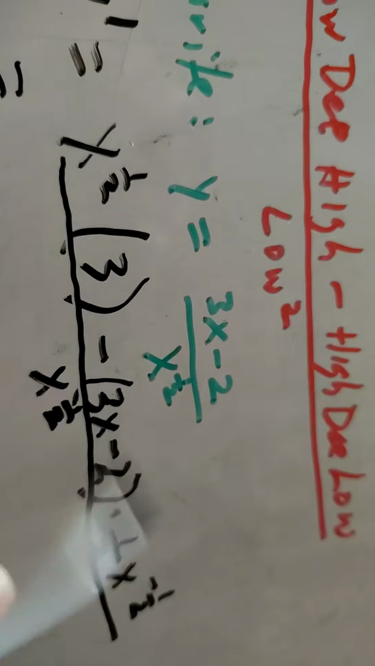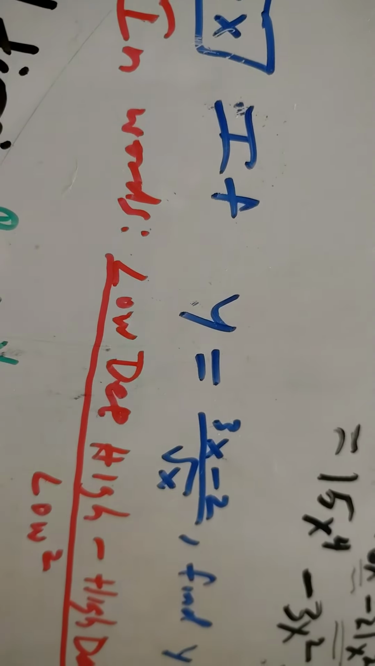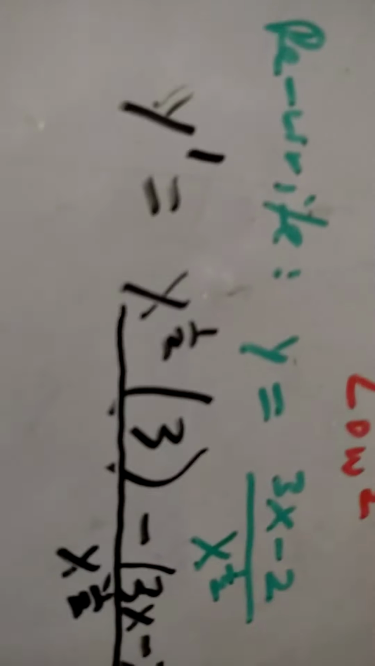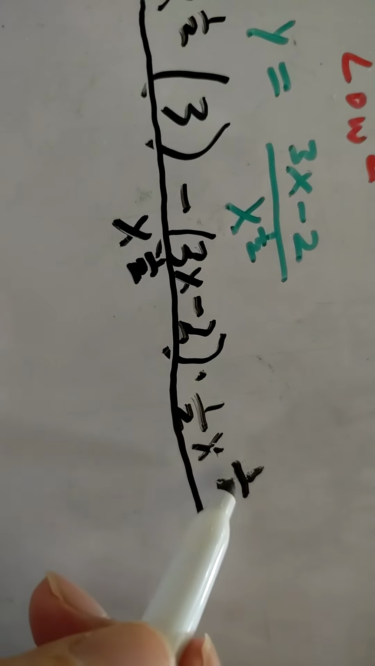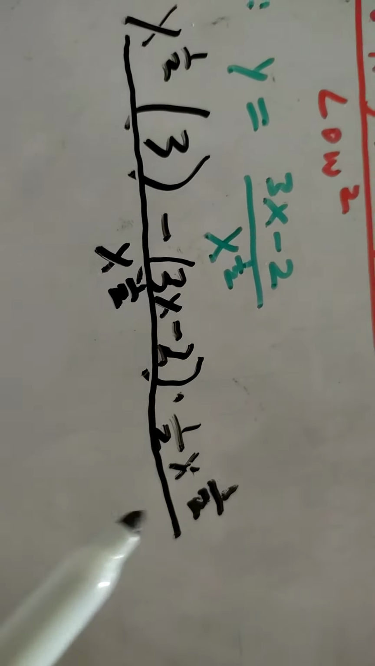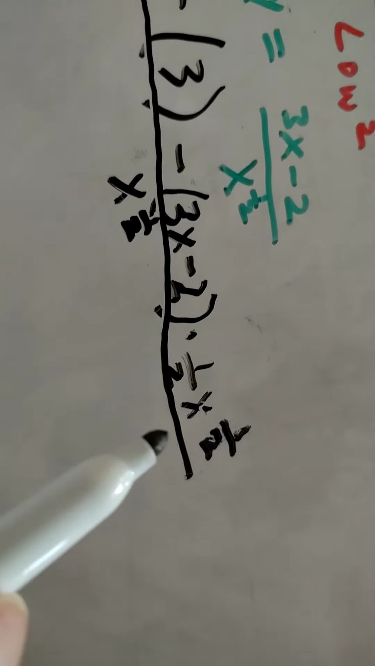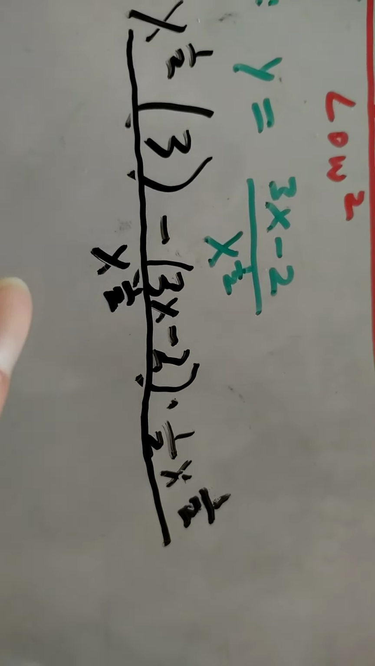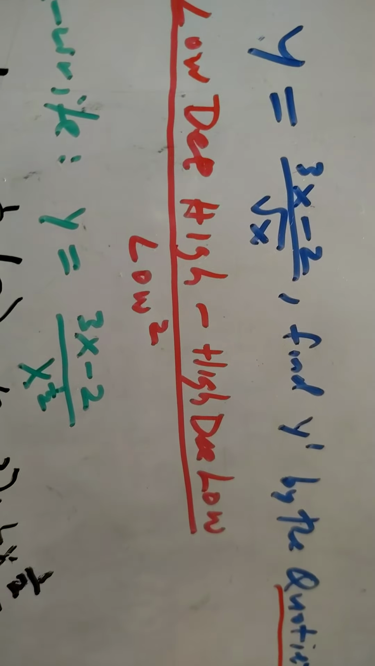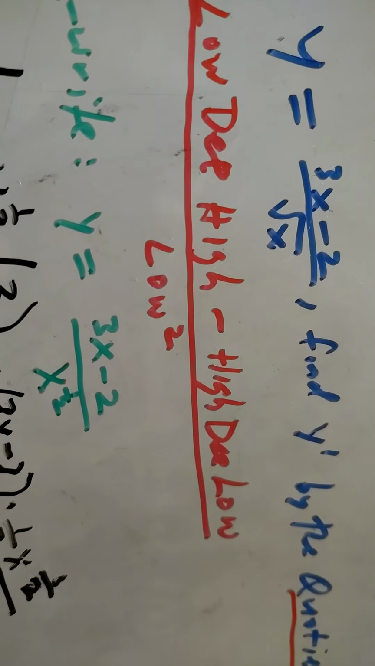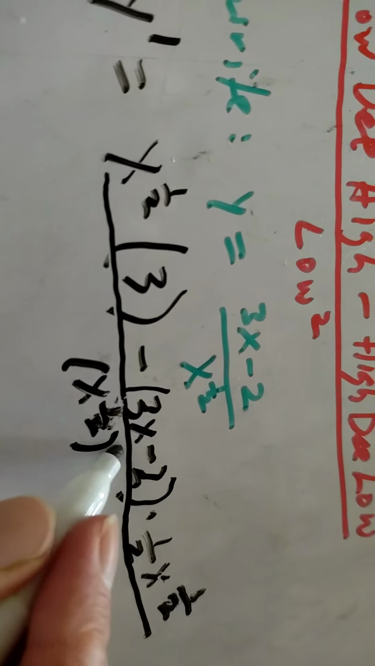This is not a negative sign. Let me clean up the board a little bit. I'll be right with you. Okay, so this is x to the 1/2. Try to make your exponents high so they look like exponents. This is not a great looking exponent. Okay, and then it's going to be all over. Oh yeah, this is not a minus sign. Let me get rid of that. Okay, all over the denominator squared.